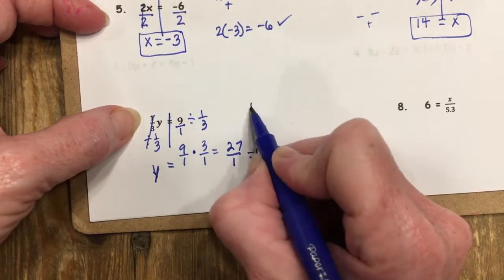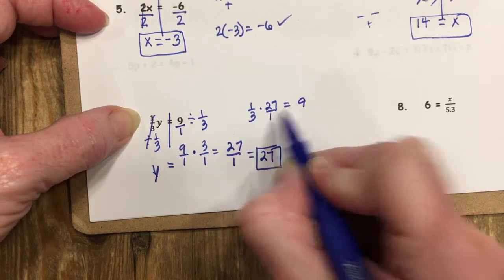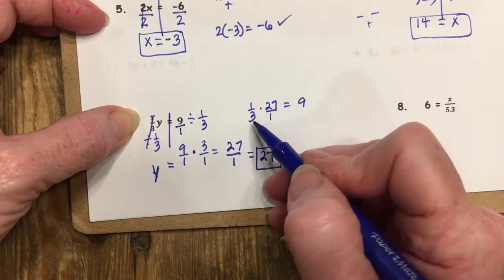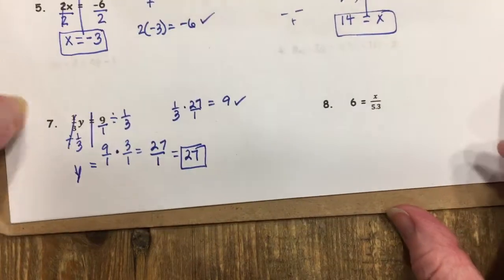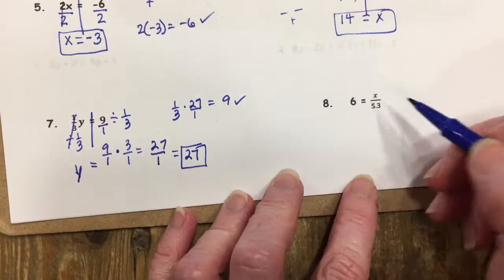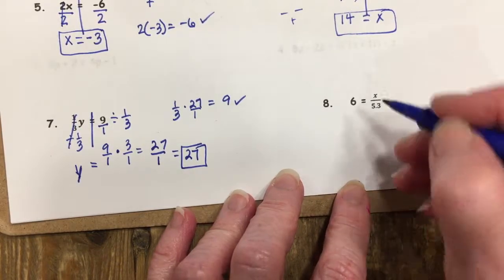And I can check that. Is 1/3 times 27 equal to 9? Well, if I make this 27/1, I'm going to get 27/3, and 27 divided by 3 is 9, so that is correct. All right, and if I look at the next problem, I have 6 equals x over 5.3.